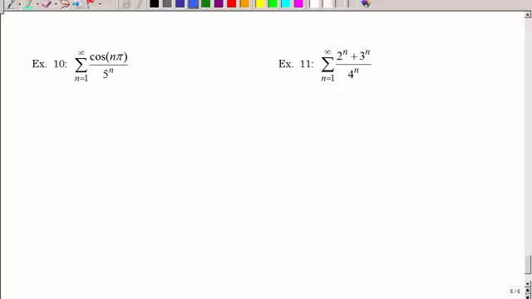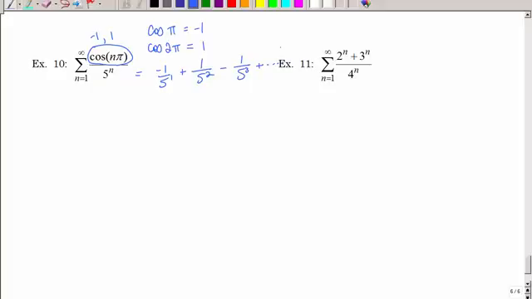So looking at example number 10, we've seen this before, the cosine of n pi. So when n is 1, we have the cosine of pi, which is negative 1. Then we'd have the cosine of 2 pi, which is positive 1. 3 pi, negative 1. So this just goes from negative 1 to positive 1. So our first term would be negative 1/5 to the first power. Then we'd have positive 1/5 to the second power, and so forth.